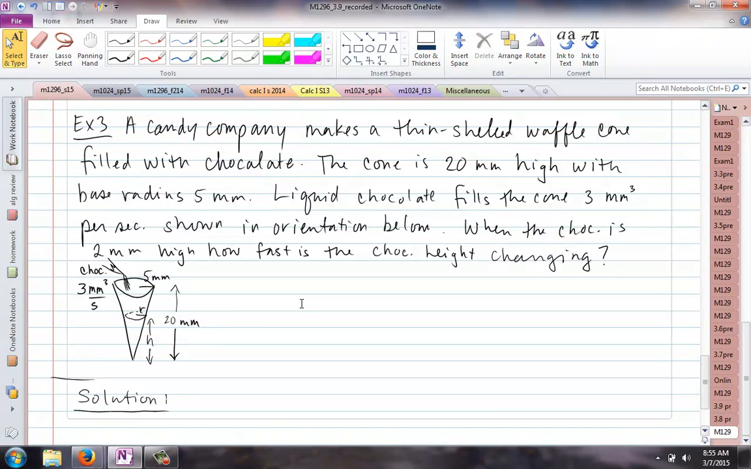We're in 3.9 related rates. Example 3: a candy company makes a thin-shelled waffle cone filled with chocolate. The cone is 20 millimeters high with a base radius of 5 millimeters. Liquid chocolate fills the cone at 3 millimeters cubed per second, shown in the orientation below. When the chocolate is 2 millimeters high, how fast is the chocolate height changing?